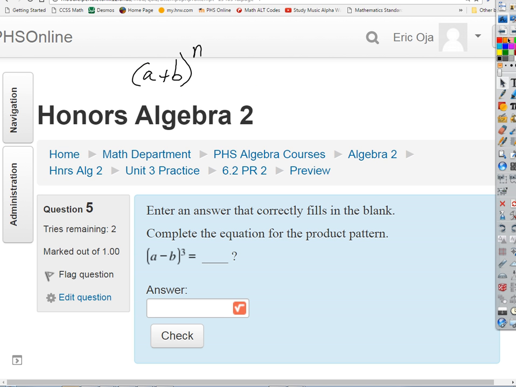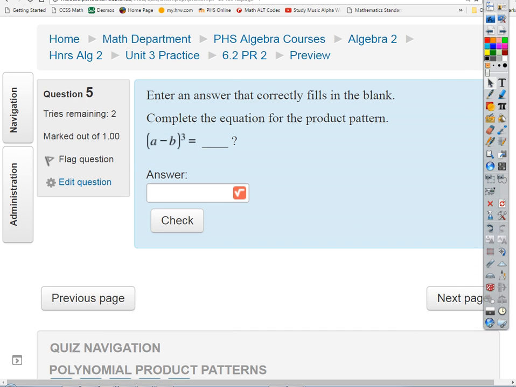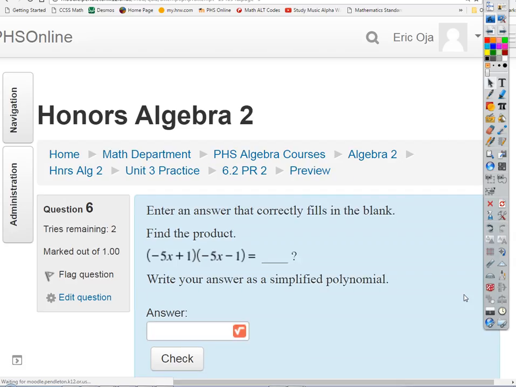So if we scoot down to where we're actually applying these things, rather than having to multiply that whole thing out, what's the answer going to be? What's a and what's b there? Negative 5x. Okay, so a is like negative 5x, and b is 1, right? So it's a plus b times a minus b, right? So what's the answer going to be for this one?